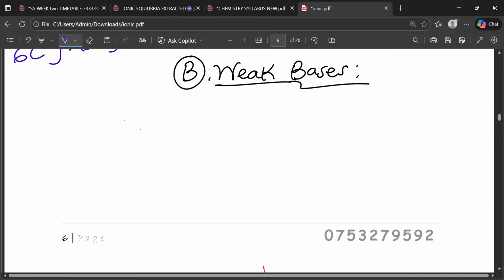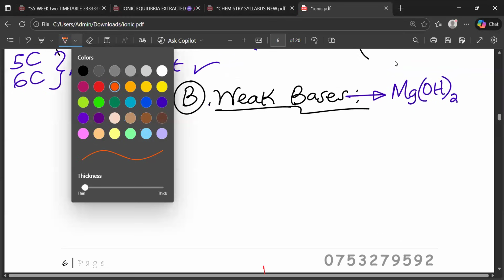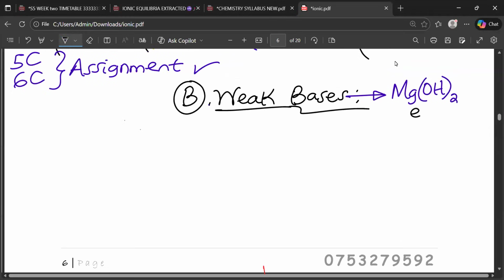Some of the examples of weak bases, we have aqueous ammonia, we have aqueous methylamine, we have hydrogen carbonate, we have ammonium hydroxide. I think that's what I have. So we have these bases, these bases of magnesium hydroxide and so on and so forth. There is that group of inorganic ones.